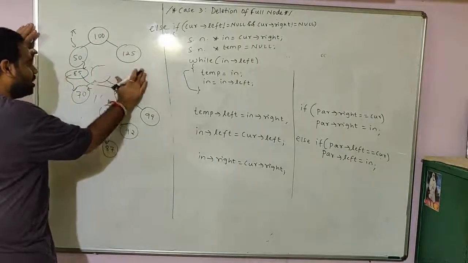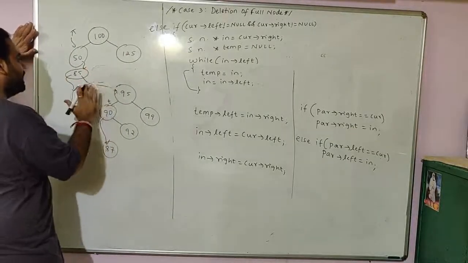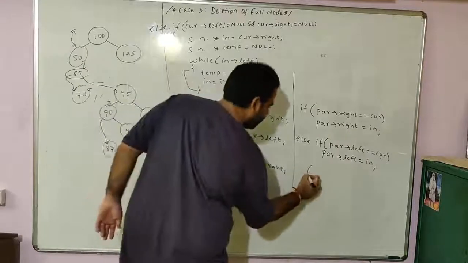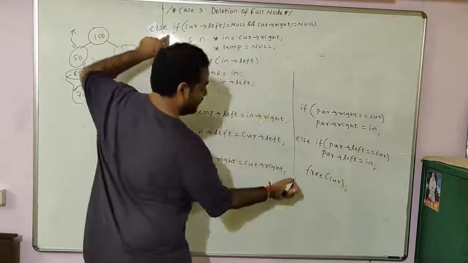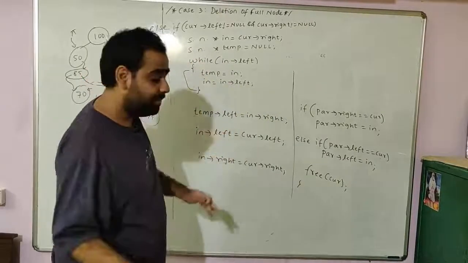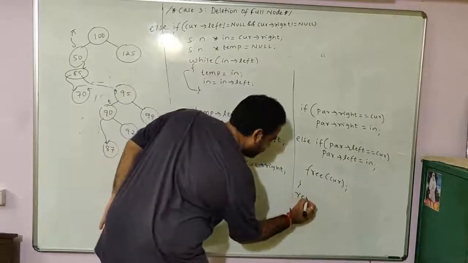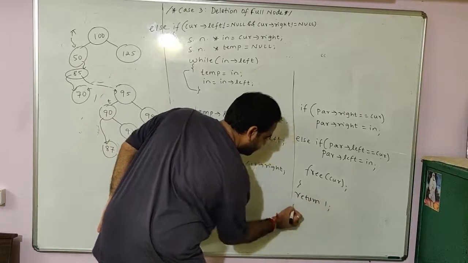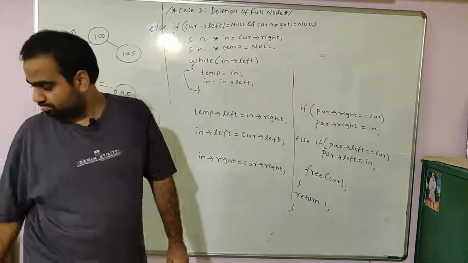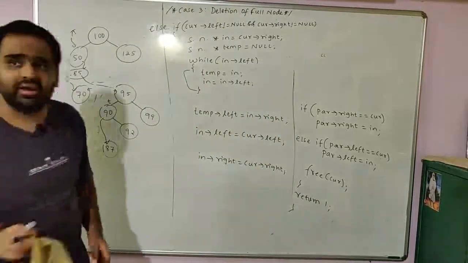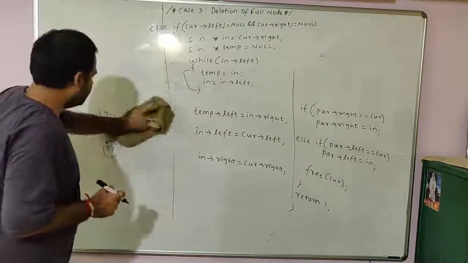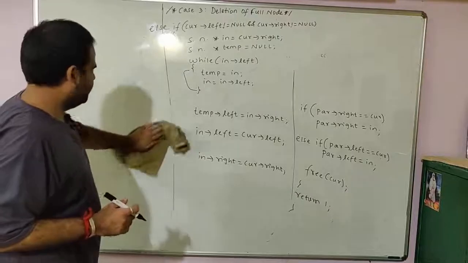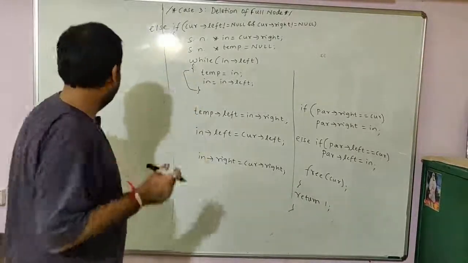Now, we no longer need this current. Therefore, I say free current. Okay, this is the end of this else if. And since the node is being completely deleted, what do we say? We say return 1 and this is the end of the function. Is that okay? Now, will it work for each and every case? That's the question, and we will answer this question in some moment. And we will see when this code doesn't work.